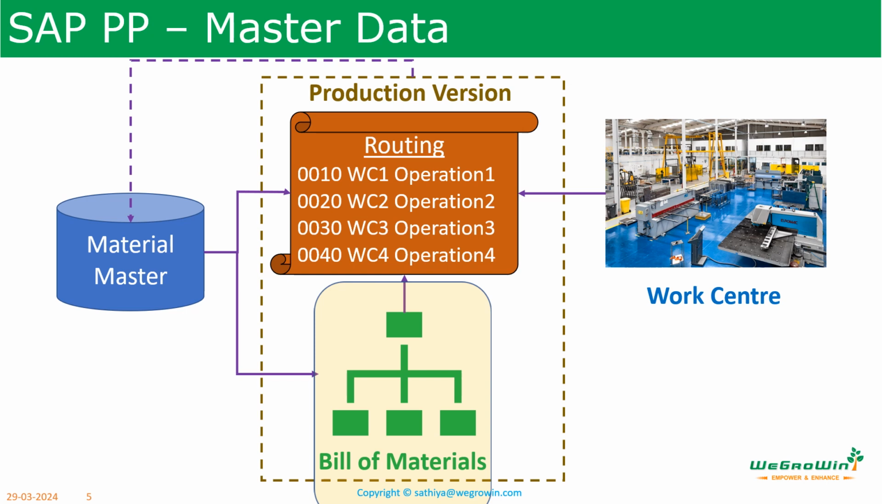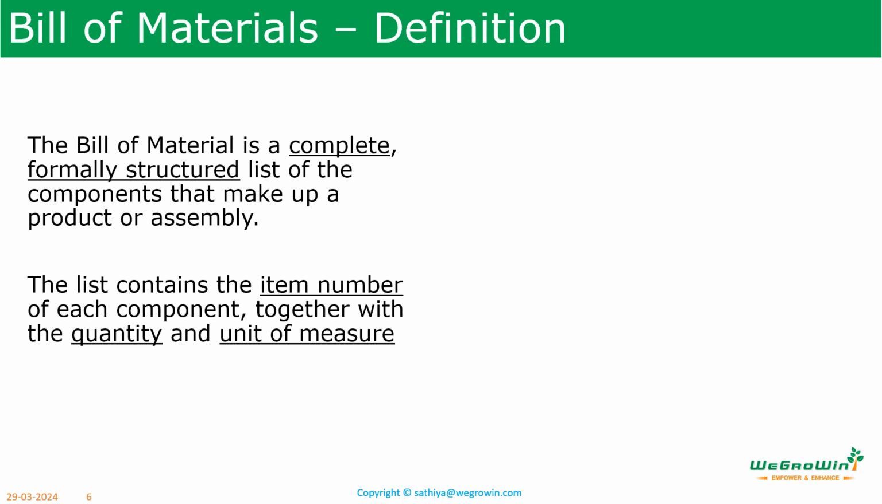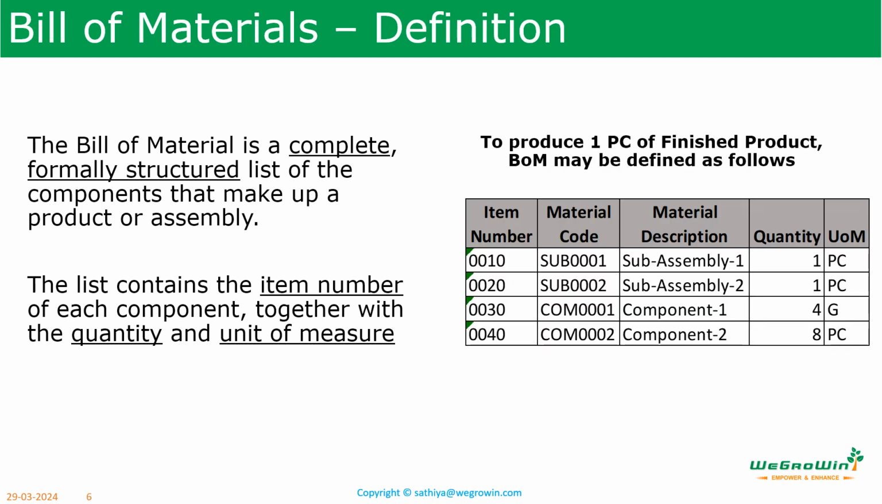Okay, now let us go into discussing the bill of materials. What is a bill of material? Bill of material is a complete, formally structured, please note it is complete, formally structured list of components that make up a product or assembly. The list has item numbers like 10, 20, 30, 40 for each component, what is to be used to produce a product, what is the quantity that will be used to produce a product, and what is the unit of measure for those items which are used in the product.